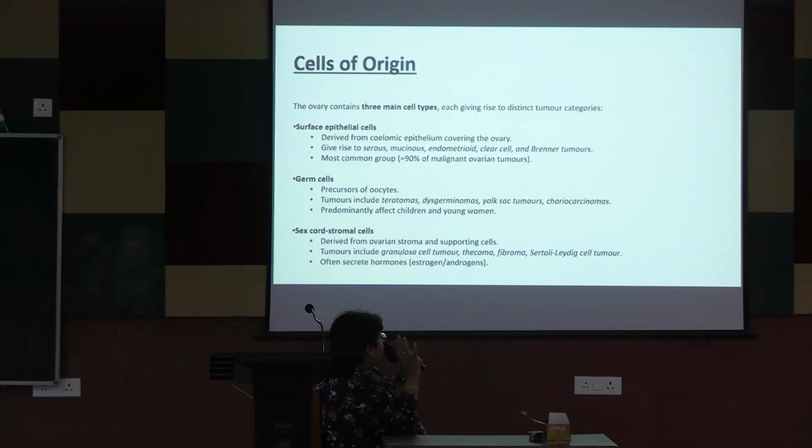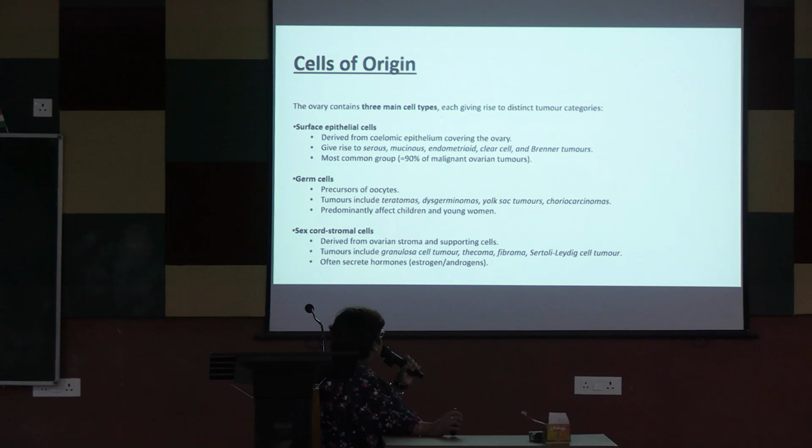The second type of cells are the germ cells. These germ cells are the precursors of oocytes, and these tumors include teratomas, dysgerminomas, yolk sac tumors, choriocarcinomas. These tumors are more common in children and young women.